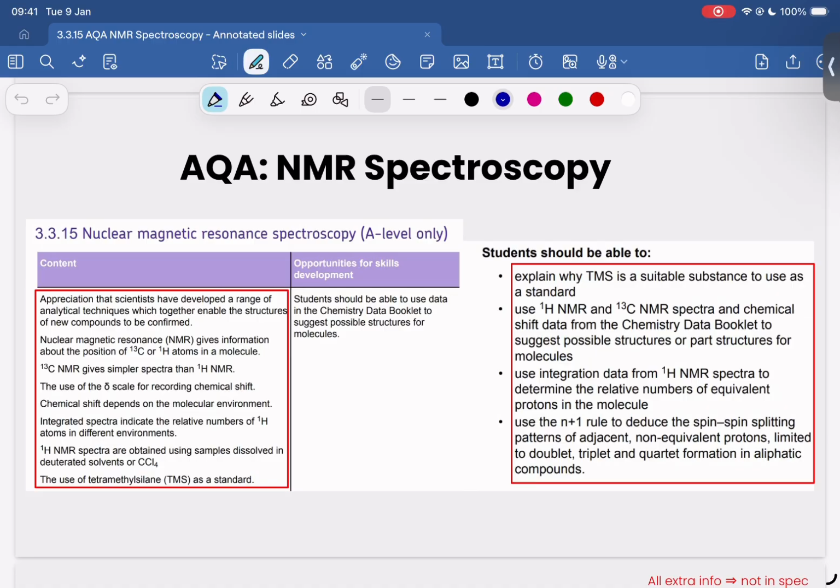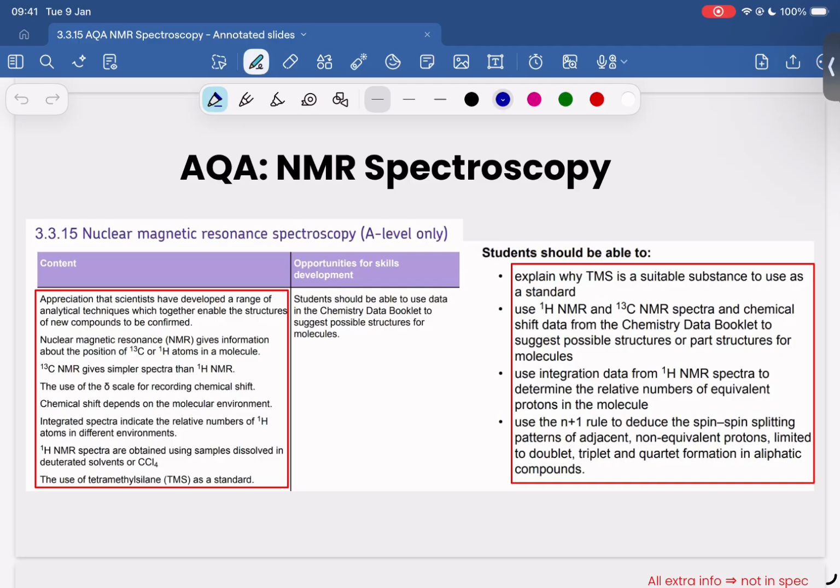NMR spectrums, hydrogen NMR spectrums, and how you will use that to derive a structure if the exam questions ask you for that, because those are like the really complex questions that are often asked at the end of organic papers. I'm also going to go over why we use TMS as a standard, and a lot of the different rules that are associated with different spectroscopy as well.